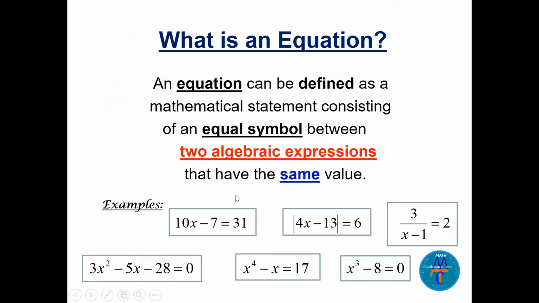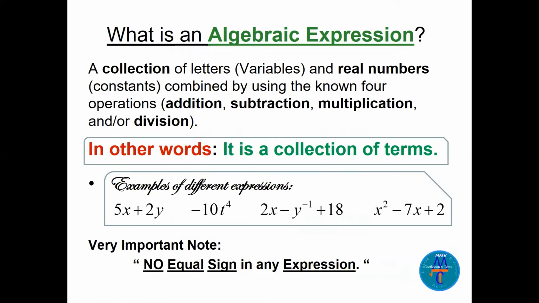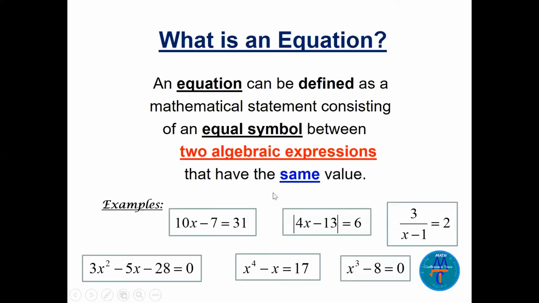Now, what is an equation? An equation can be defined as a mathematical statement consisting of an equal symbol. The basic idea in the equation is to have equal. Look at equal here, equal here, equal there. Between two algebraic expressions. So let's go back a little. We have an expression, we need another expression that has the same value, and then we put equal between them. Then we generate an equation. So the equation consists of 2 expressions, and we put equal between them. They have the same value.